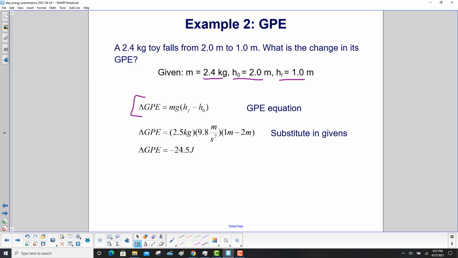Our delta GPE equation, and again, always final minus initial heights, we plug in our values, and this time we have 1 meter minus 2 meters, so we're going to get a negative value. And yes, we do. The GPE of the system decreased by 24.5 joules.